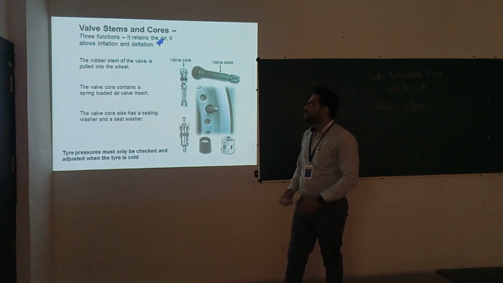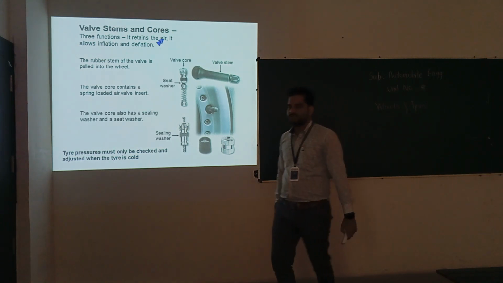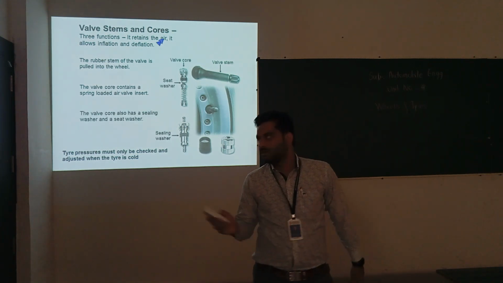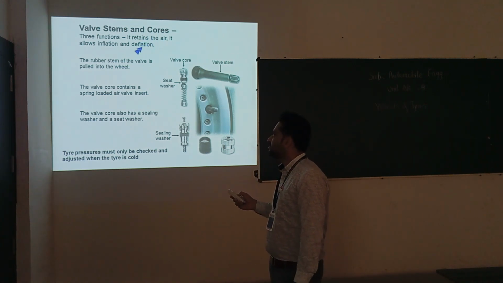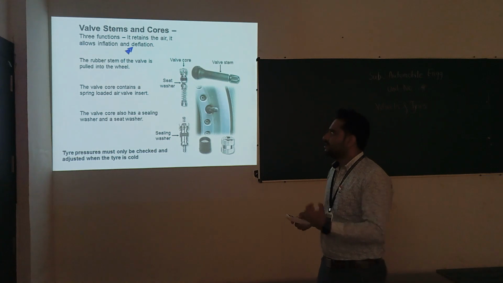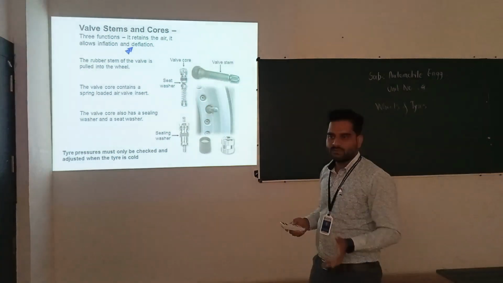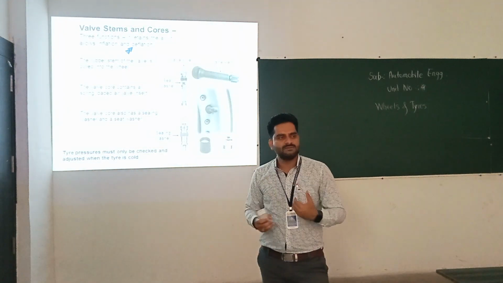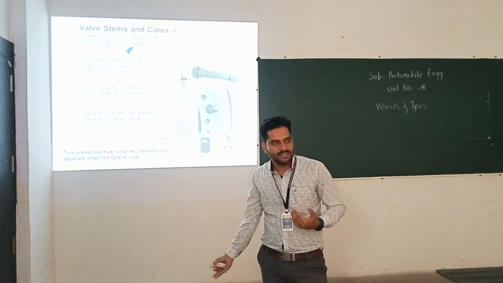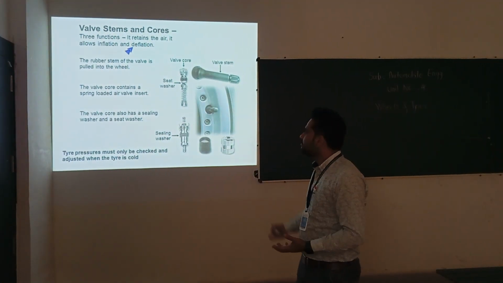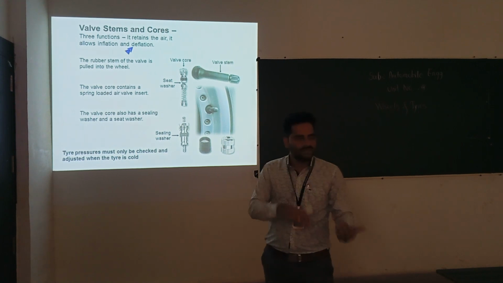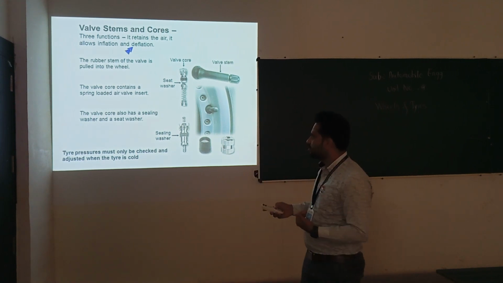So those are the wheel and rim types. What are the functions of valve stems and cores on the wheels? There are three functions. It retains the air, and it allows inflation or deflation. What is inflation or deflation? Inflation means to pressurize the air inside the wheels or the tires, and deflation means to reduce the air from the wheels or tires.